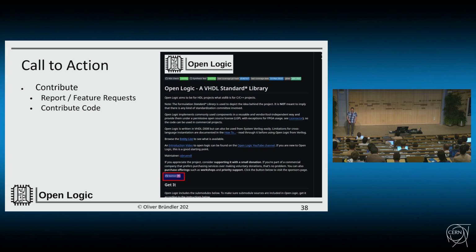Then, of course, contribute. You can contribute code. I'm very happy to get contributions, but you can also contribute by just writing me that there is a bug somewhere, there is a problem in the documentation, you don't understand something. This gives me the chance of improving.